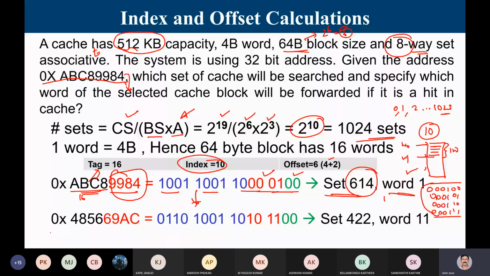Similarly, let's say it's a different address, 485669AC. Again, same process. This is the index portion. It will give you set number 42, and the offset portion will give you word number 11. This is how you search in the cache.